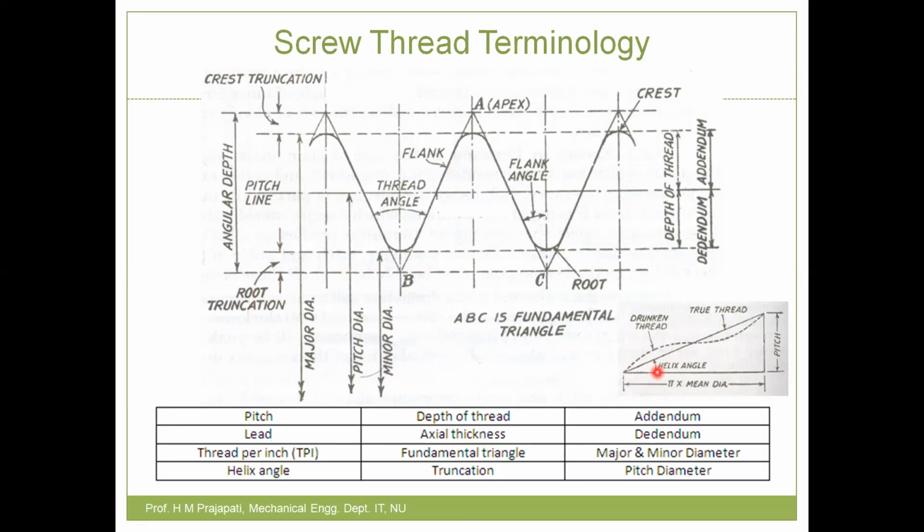Then helix angle is indicated here. It is the angle between the helical line and the base of thread, or the line perpendicular to the axis of thread. That is called a helix angle. Clear? So if you open the helix curve, then you get this type of right angle triangle.